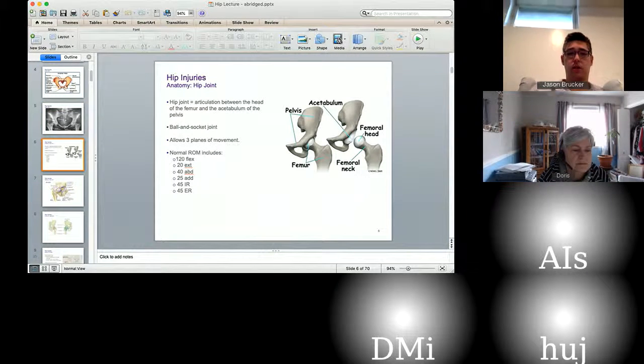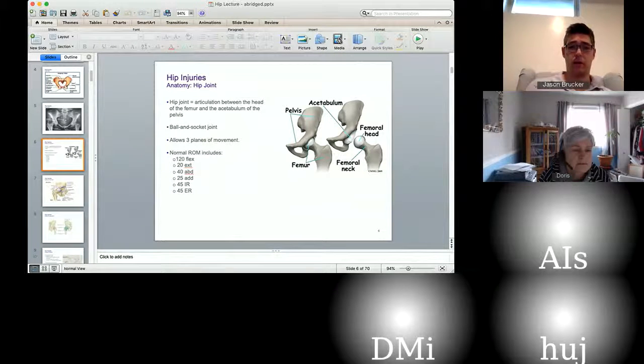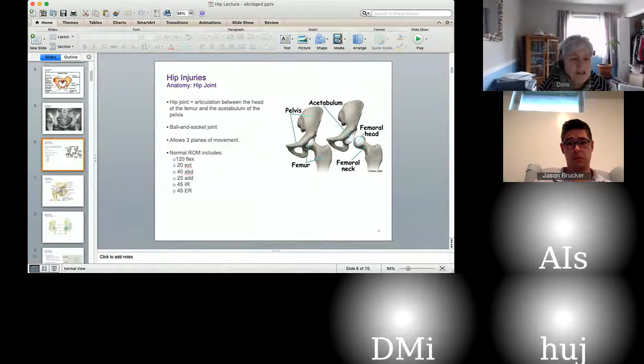So as I mentioned, the hip joint is the articulation between the head of the femur, thigh bone, and the acetabulum of the pelvis. It's a ball and socket joint which allows for 3 planes of movement, which includes flexion, external rotation, internal rotation, adduction, and abduction.